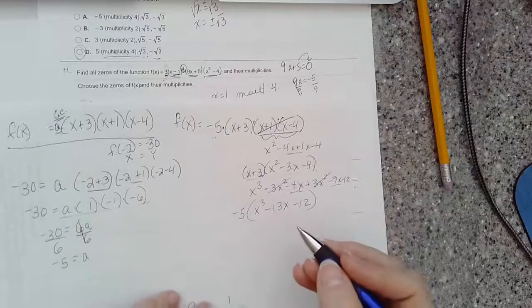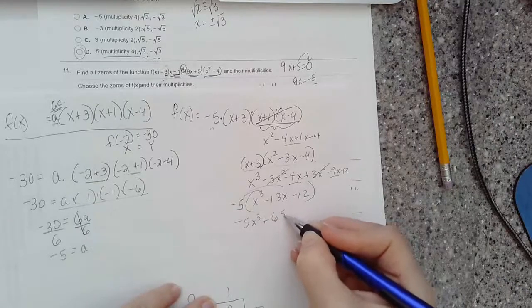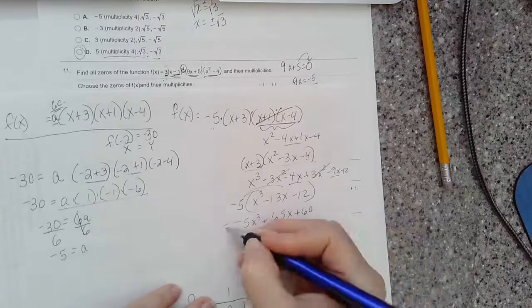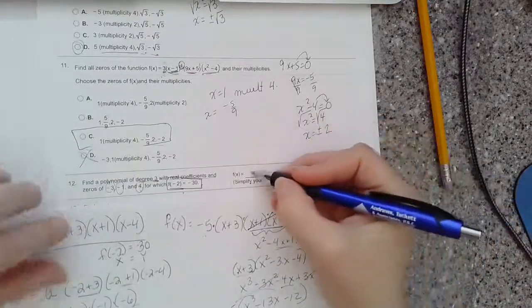And that is the answer that we put in this blank on number 12: negative 5x cubed, plus 65x plus 60, in final expanded form for a polynomial.